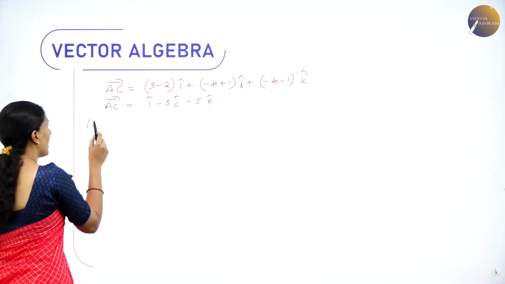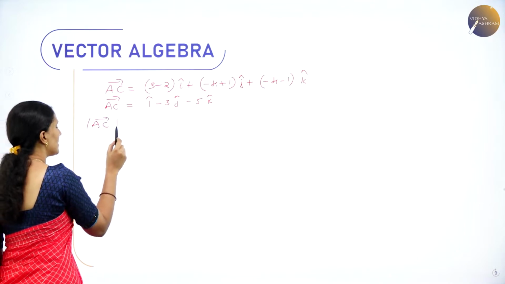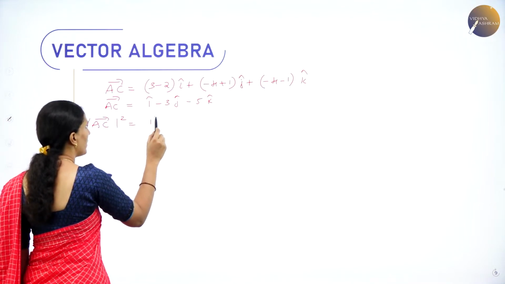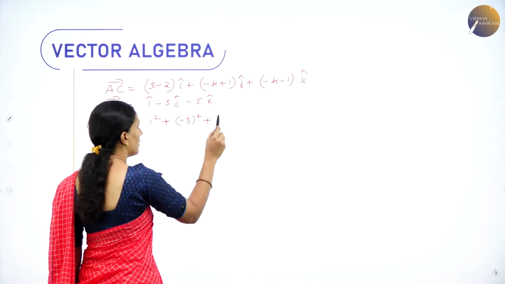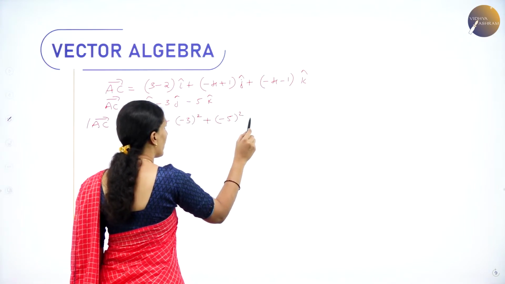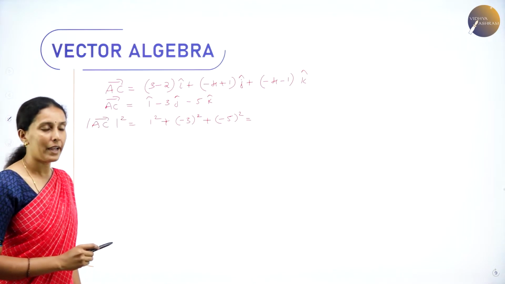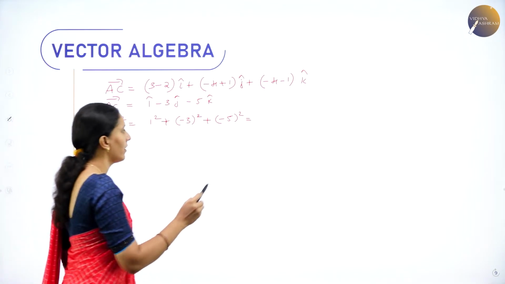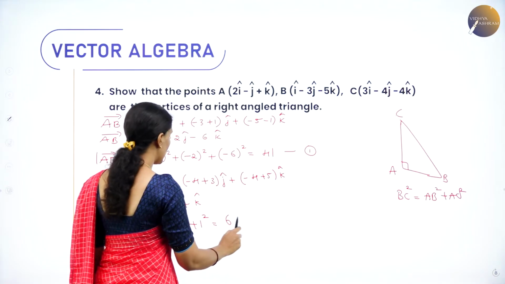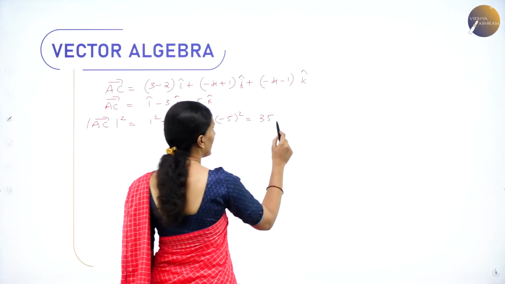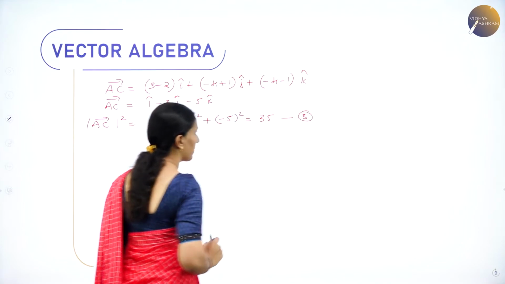Now let's take the magnitude of vector AC. Let's take a square of it. Then it is 1 square plus minus 3 whole square plus minus 5 whole square, which is 1 plus 9 plus 25, 35. Now let me take this as equation 2 and this is equation 3.